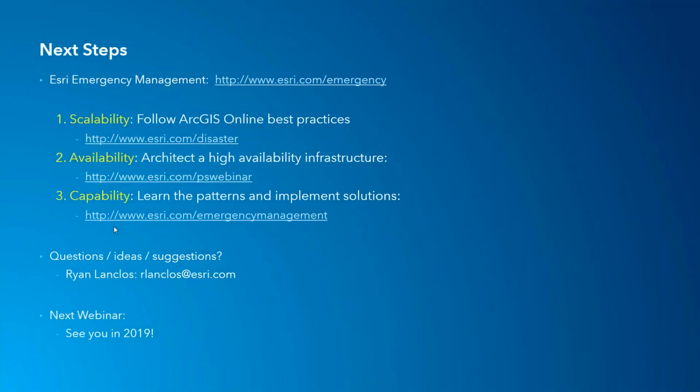All right, so just a bit of a recap and some next steps that you can take here. There were 3 things we covered today around scalability, availability, and capability. The links on the screen here will take you to different resources to really deep dive into each one of these areas. So for scalability, we're going to send you to esri.com/disaster. That is where you can also request assistance for our response program to help you out during time of need.